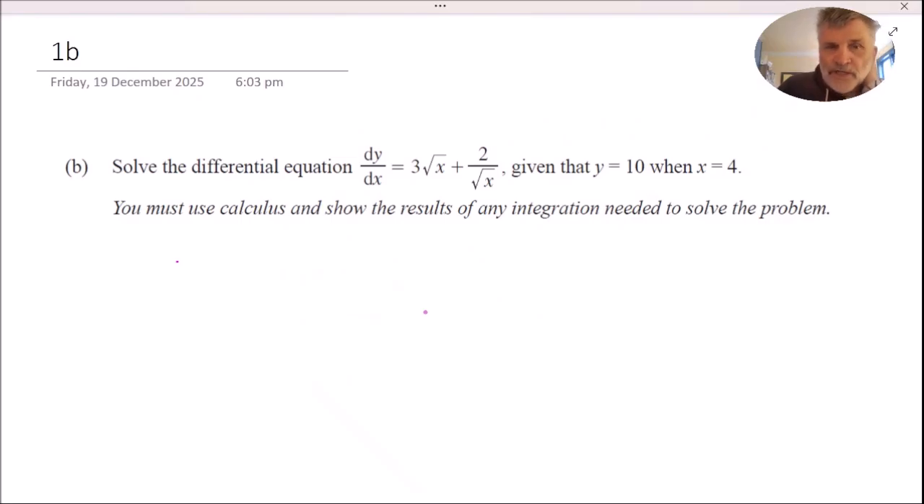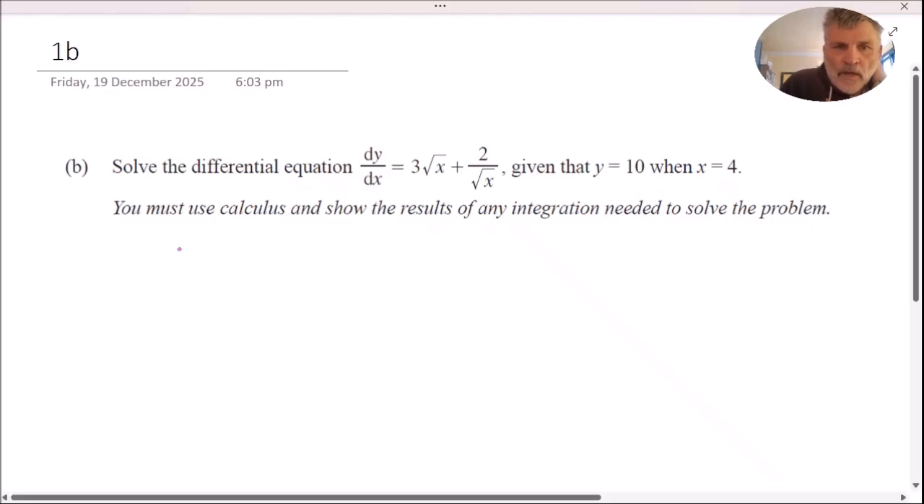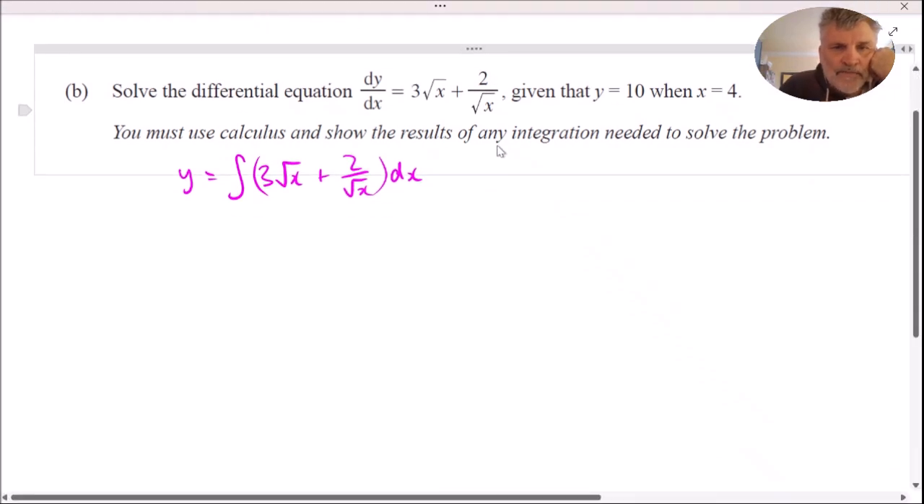1b, solve the differential equation. When you solve a differential equation, it's basically an integration problem, and when one side of the equation only has one variable in it, and there's none of that variable on the other side, it's straight integration. So to find y, what we have to do is basically integrate 3 root x plus 2 over root x dx, and we put in our boundary conditions.